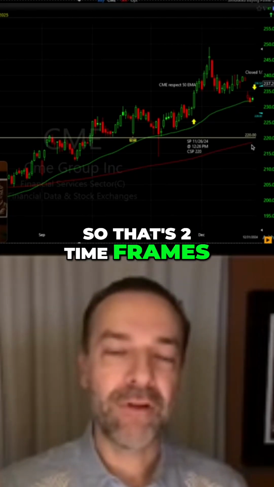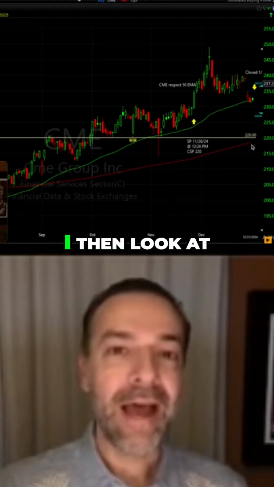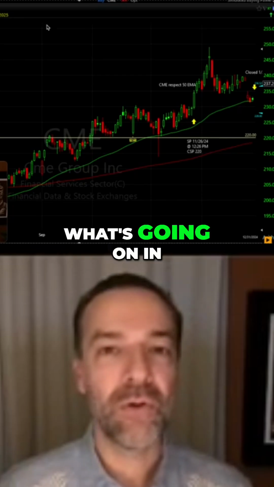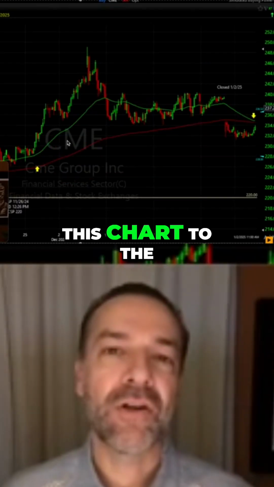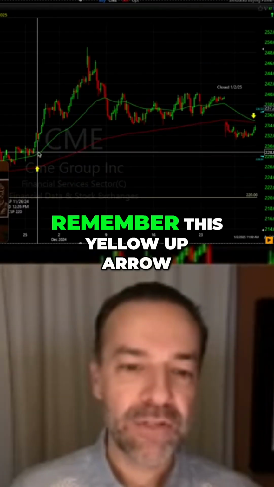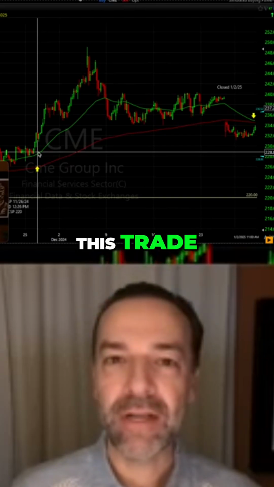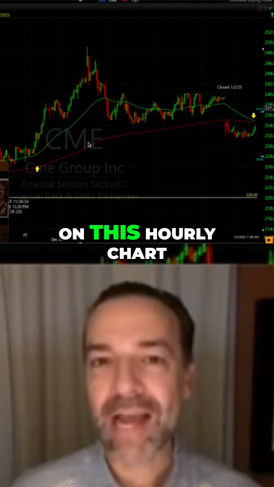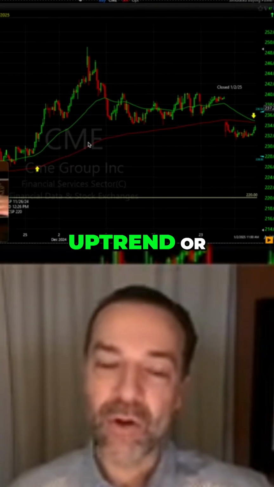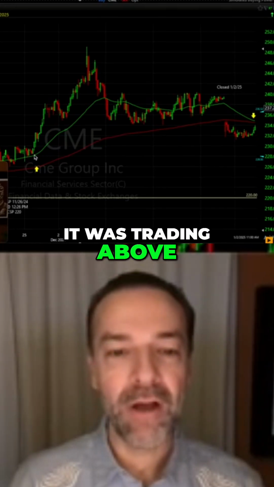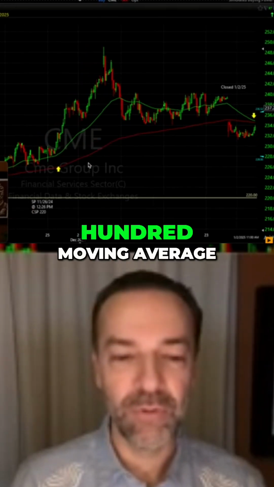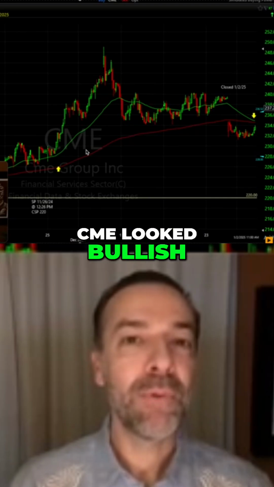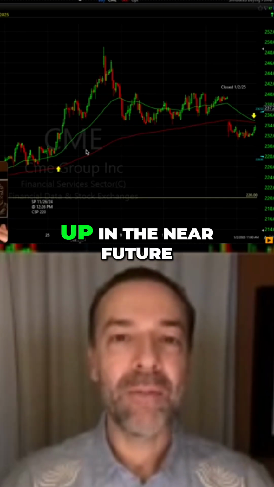So that's two time frames I check, the daily and the weekly. I then look at the hourly. What's going on in the hourly? Now I've switched this chart to the hourly chart of CME. Remember this yellow up arrow? It's when I entered this trade. What was CME doing on this hourly chart? Was it in an uptrend or a downtrend? As you can see, it was trading above both the green 50 and the red 200 moving average. So again, CME looked bullish. It looked like it was going to head up in the near future.